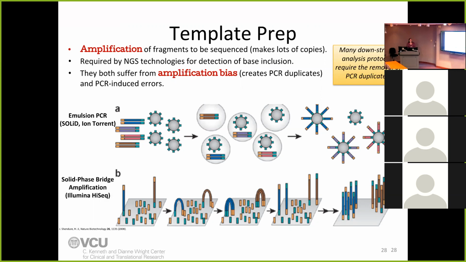So when you're doing bioinformatics analysis, depending on what your question is and what type of sequencing you did, you may be required to remove these PCR duplicates. So you have to actually analyze your file and figure out which reads are most likely duplicates and remove them. For example, if you're doing variant analysis, you have to remove PCR duplicates because it messes up the statistics of identifying variants.